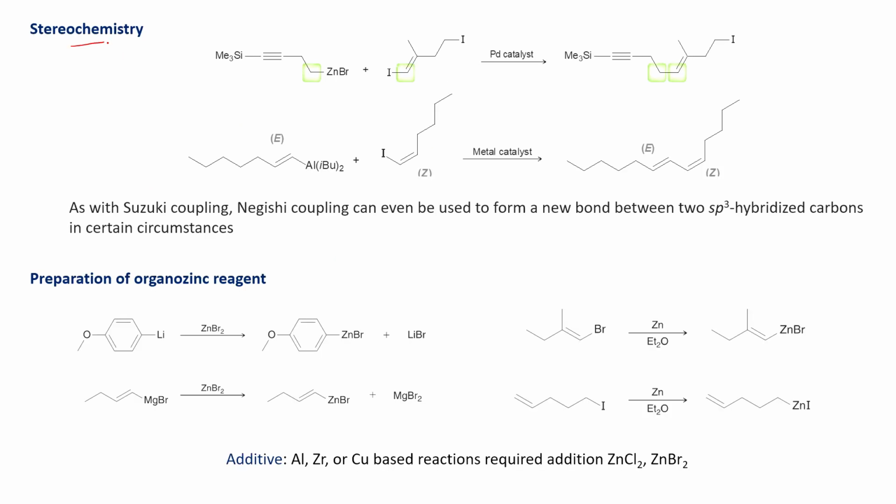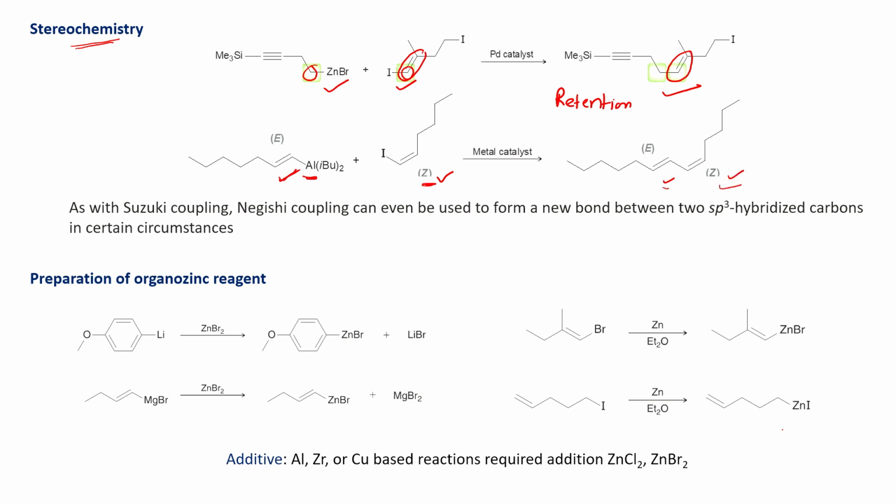Regarding stereochemistry, you can see your organozinc compound reacting with the organoelectrophile. So this carbon will make a bond with this part, and your product will form. You can see here your product has the same configuration as the reactant. So there is retention of configuration. Also you can see your reactant has E and Z. Accordingly your product will have the same configuration, E and Z.